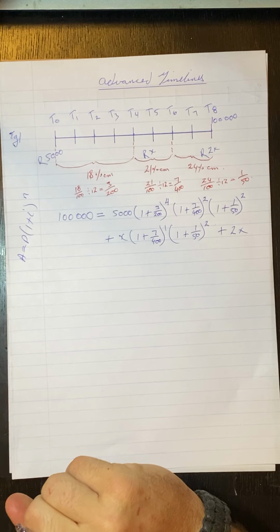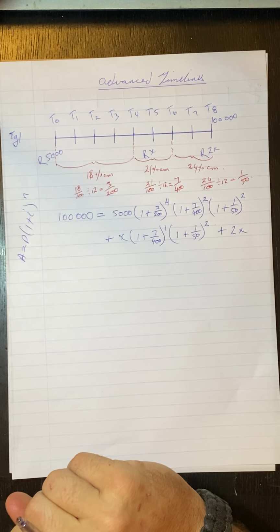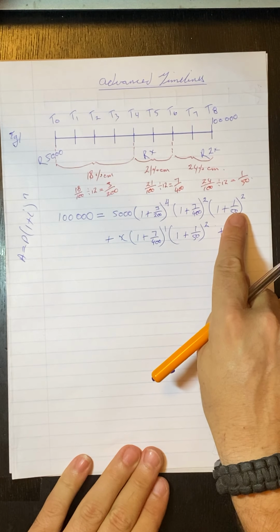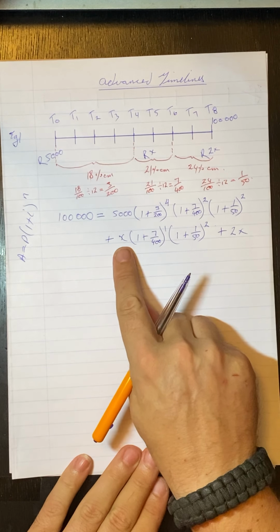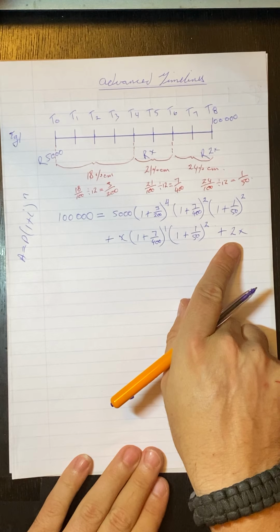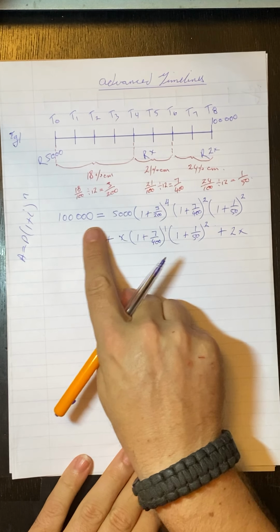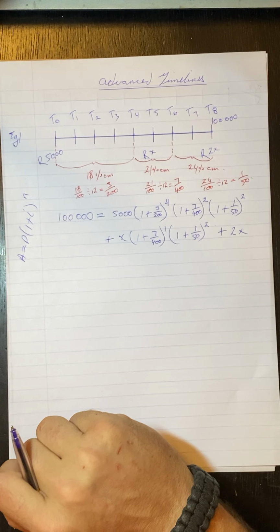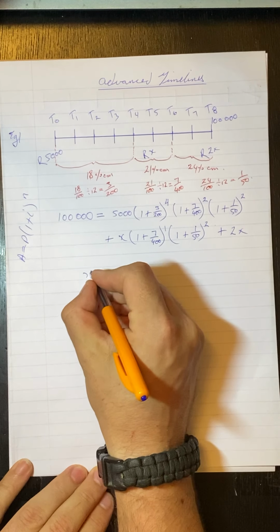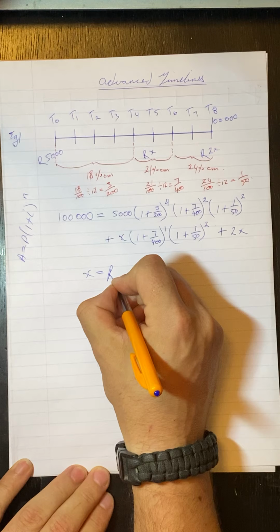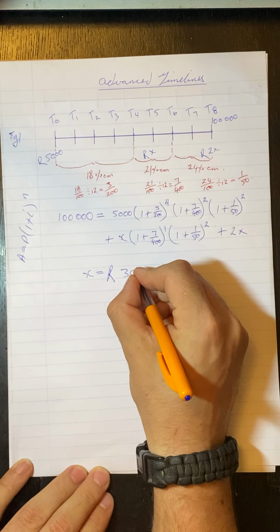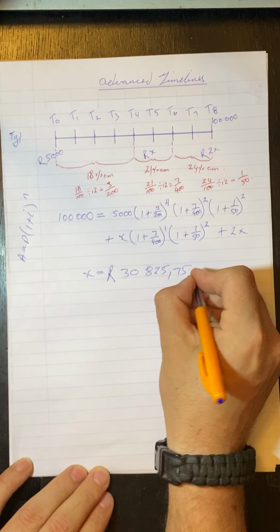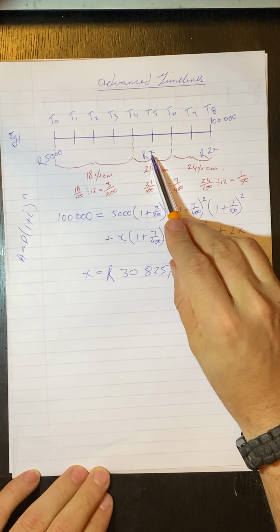Then what I'm going to do, and I'm going to do this very quickly, grade 12s, I'm going to say 100,000 minus this, get an answer. I'm going to take out a common factor of x here, and I'm going to take whatever answer I got there divided by whatever this is with that common factor. Okay, and we will get that x is equal to 30,825 Rand and 75 cents. Okay, so now I know what my payment is there.